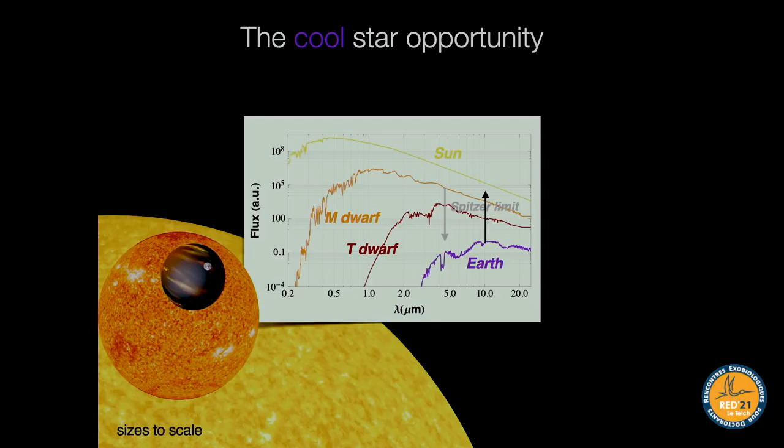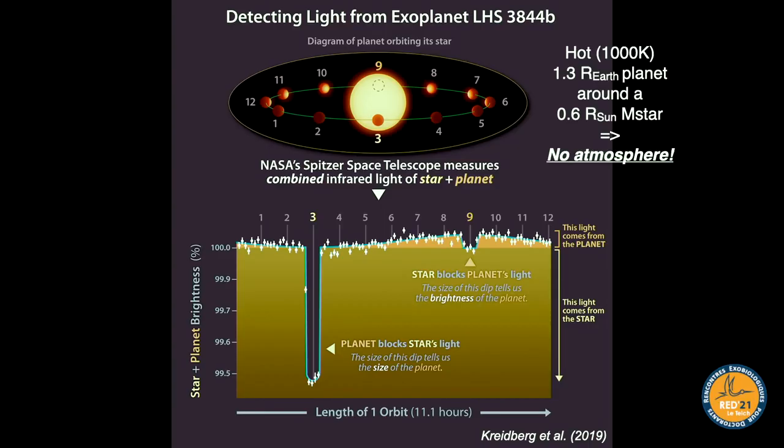But the other thing that you can do if you want to look at a planet with this technique is to pick a planet that is either bigger or a bit hotter than the Earth. And for example, that's what they did with this planet, which is basically a hot 1.3 Earth radius planet around a 0.6 solar radius star. So it's basically an M dwarf.